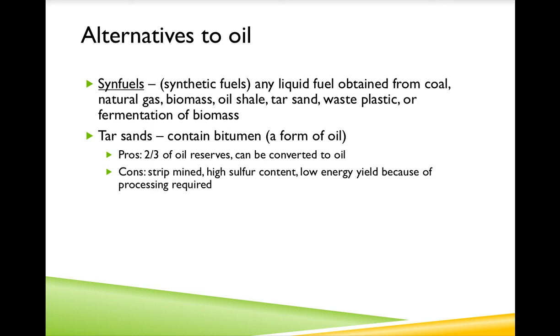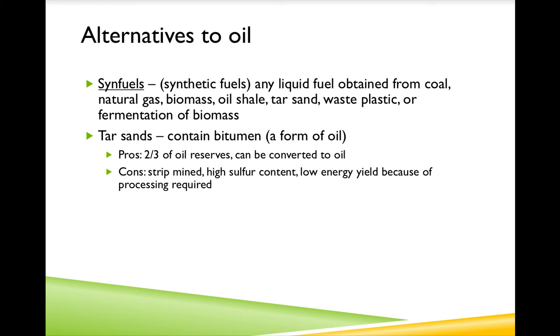Tar sands are basically what they sound like. It's a bunch of sand that contains tar. So they contain a form of oil called bitumen. Now, the good news is that this makes up about 2/3 of our oil reserves, and it can pretty easily be converted to oil. However, on the negative side, it requires strip mining to be able to access the fuel.